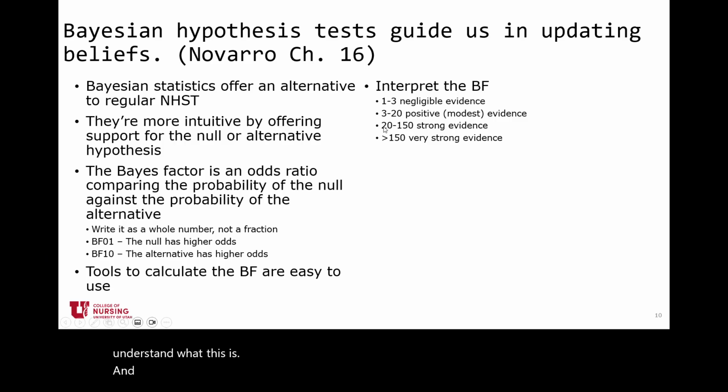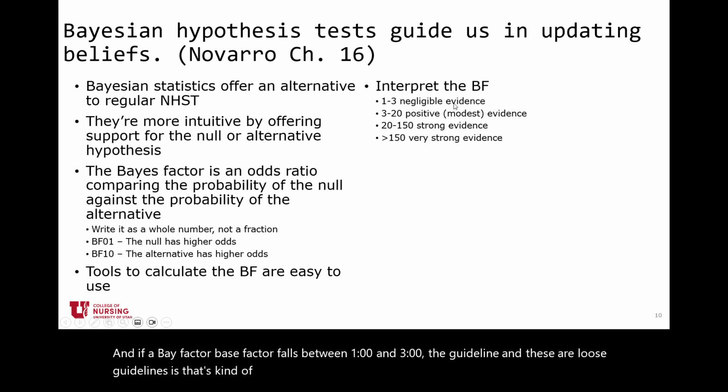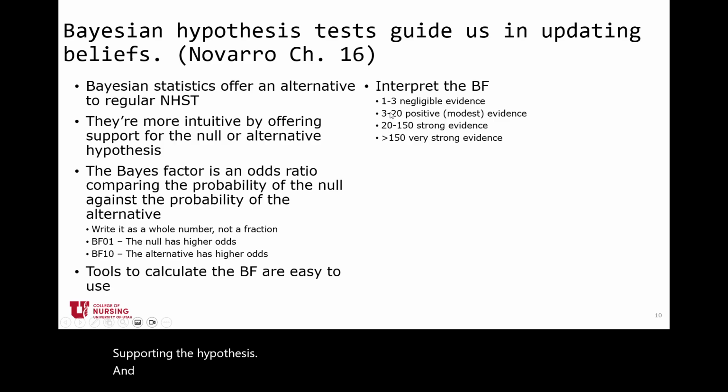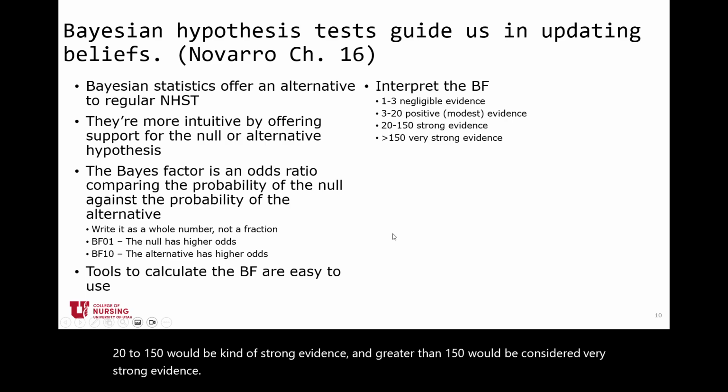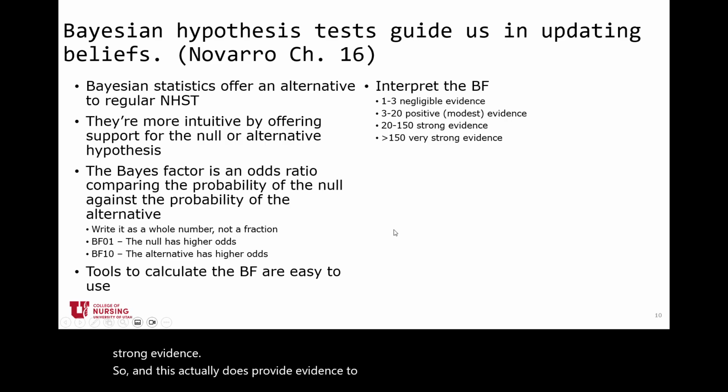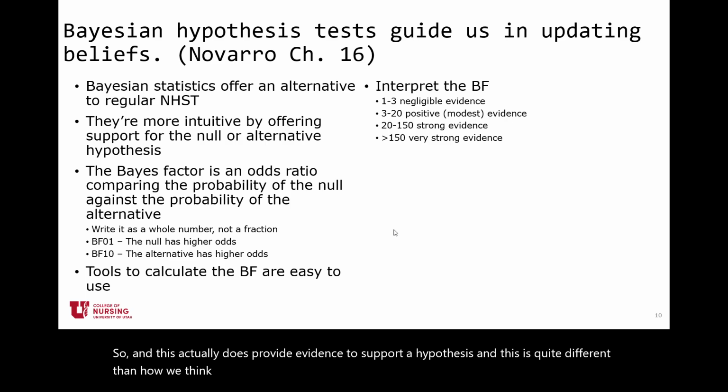If a Bayes factor falls between 1 and 3, the guideline, and these are loose guidelines, is that's kind of negligible evidence supporting a hypothesis. If the Bayes factor is between 3 and 20, it's probably kind of modest evidence. 20 to 150 would be kind of strong evidence, and greater than 150 would be considered very strong evidence. And this actually does provide evidence to support a hypothesis, and this is quite different than how we think about null hypothesis significance testing.